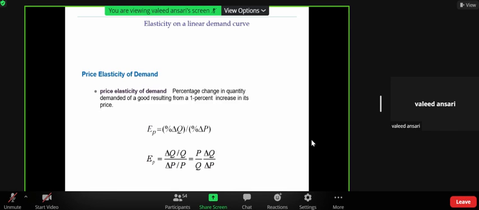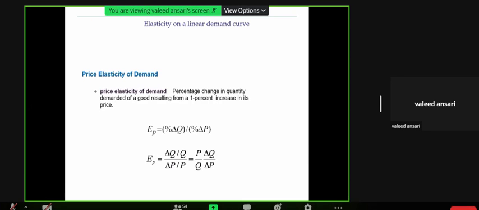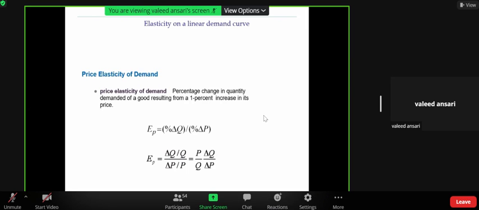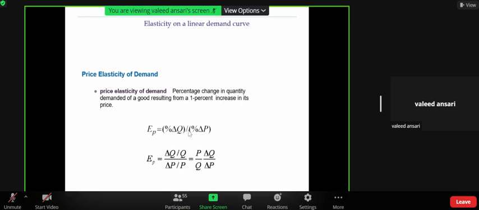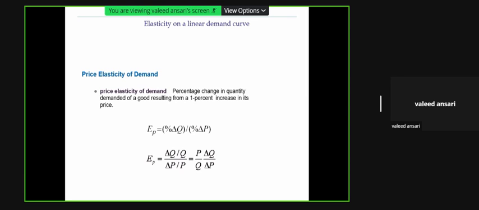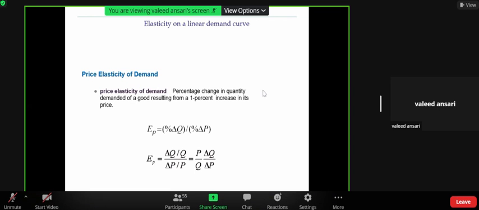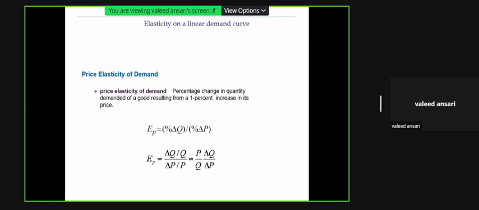One, what will be the implication of that? And in the second part of my lecture, I discussed the determinants of price elasticity. What are the factors that affect the price elasticity? I mean, the availability of substitutes, the time period, and the amount of money spent on any item. So those factors affect the elasticity.